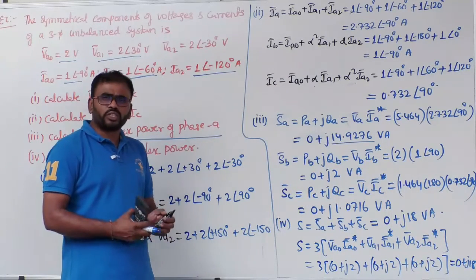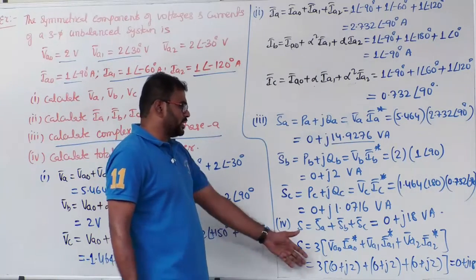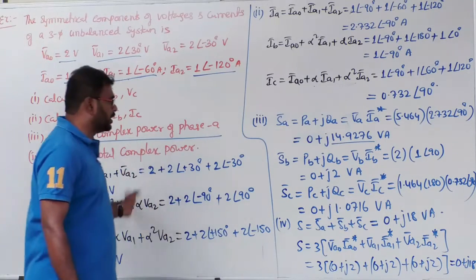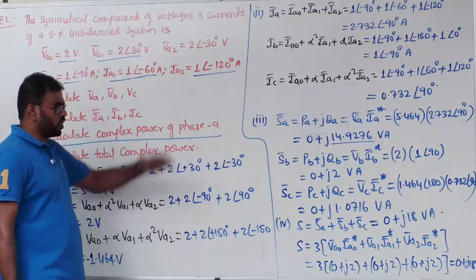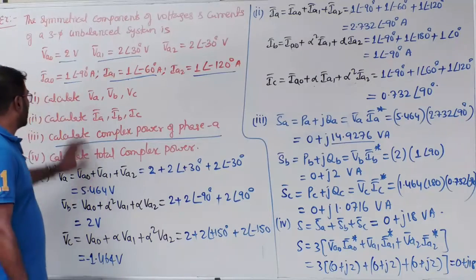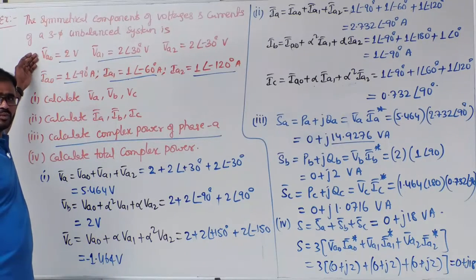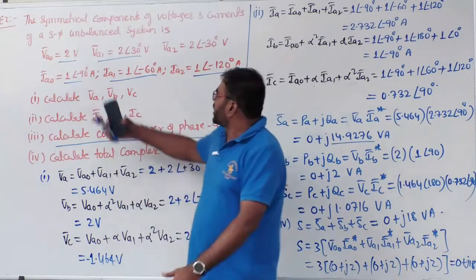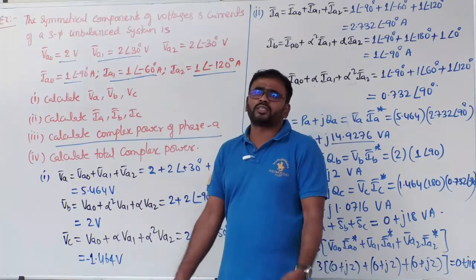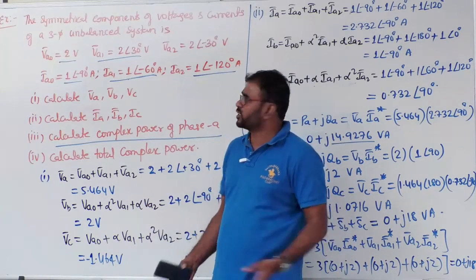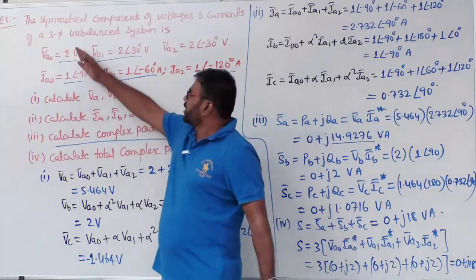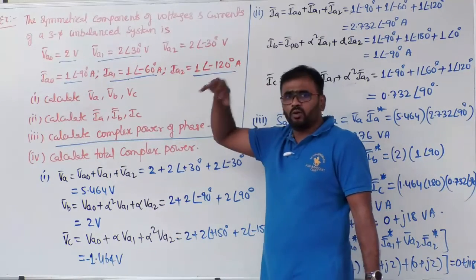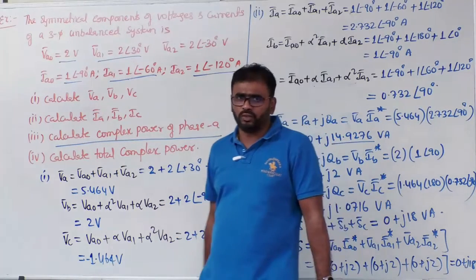Clear? Suppose the question only asks for the total complex power. You don't need to do all these things. Since we have different problems, that's why we did it like this. Directly you can calculate using this. So in the GATE exam, they will simply give these values and ask you to calculate the total complex power. Total complex power means VA0 IA0 conjugate plus VA1 IA1 conjugate plus VA2 IA2 conjugate, and overall multiplied by 3.